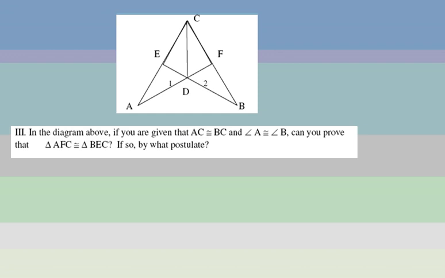Okay, final question in today's notes is, if given that same diagram that we've just been working in, if you are given that AC is congruent to BC and angle A is congruent to angle B, can you prove that triangle AFC is congruent to triangle BEC? If you can, by what postulate or theorem, if it's possible? I am going to ask you about that in the notes check. So be thinking about the answer to that question.